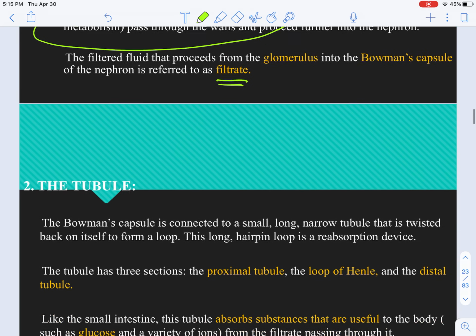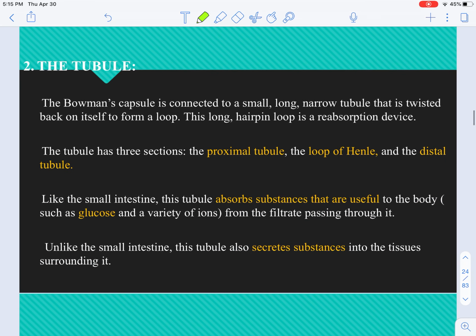And the fluid that goes into the nephron of the kidney is called filtrate. That's important to know. After the glomerulus, that filtrate will go through the proximal tubule. So we've got Bowman's capsule, here's the proximal tubule, and that filtrate will travel through the loop of Henle. The filtrate will then go through the distal tubule, and then all of the urine will collect in the collecting duct and head down to the renal pelvis of the kidney.